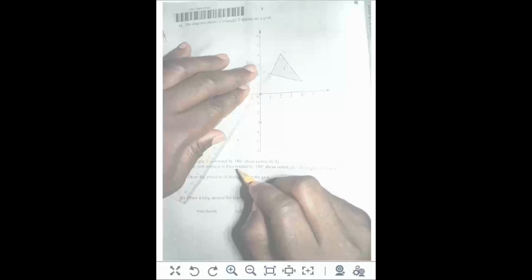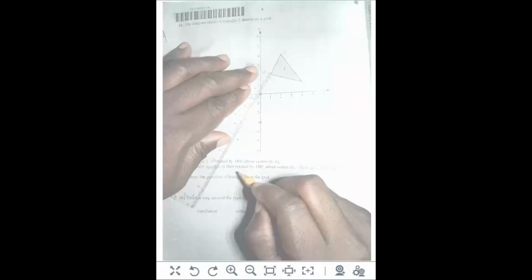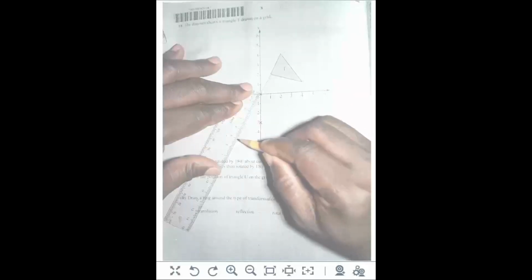So I will remove the protractor, then I will draw a line from point A to the center of rotation. Let me measure it from A to the center of rotation. It is about 2.2. Okay, so for my center of rotation, I will set the ruler very well so that it will be in line with the point I inserted here.